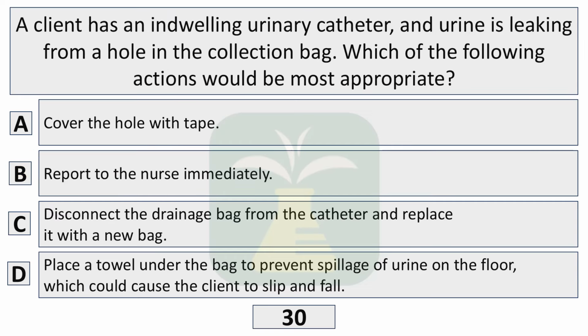A client has an indwelling urinary catheter and urine is leaking from a hole in the collection bag. Which of the following actions would be most appropriate? A. Cover the hole with tape. B. Report to the nurse immediately. C. Disconnect the drainage bag from the catheter and replace it with a new bag. D. Place a towel under the bag to prevent spillage of urine on the floor, which could cause the client to slip and fall.